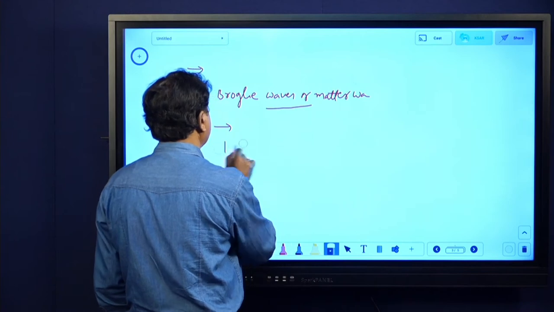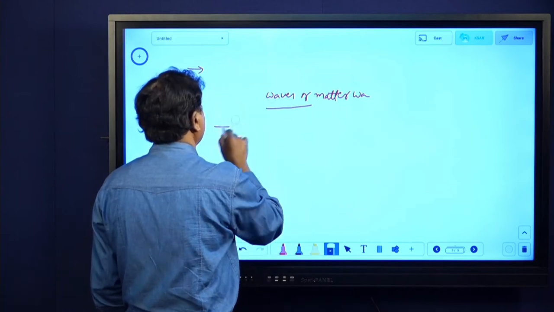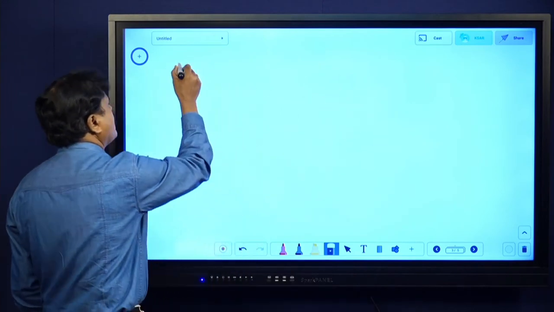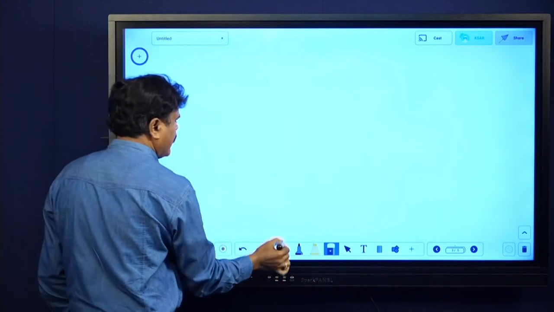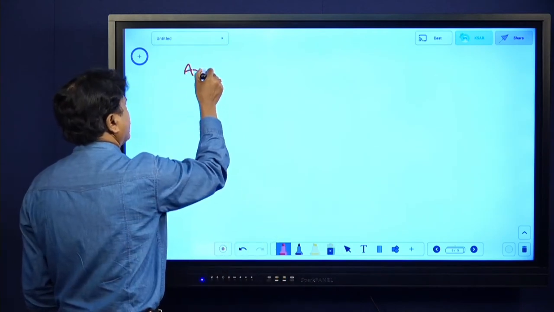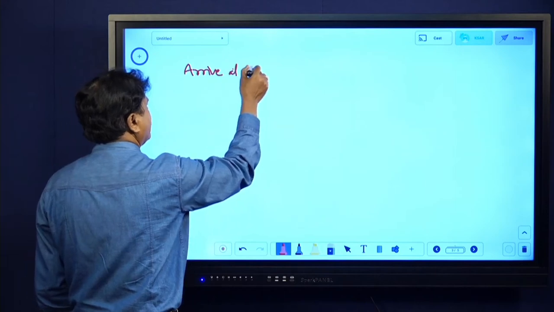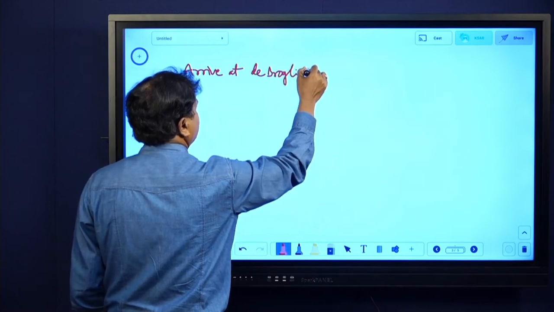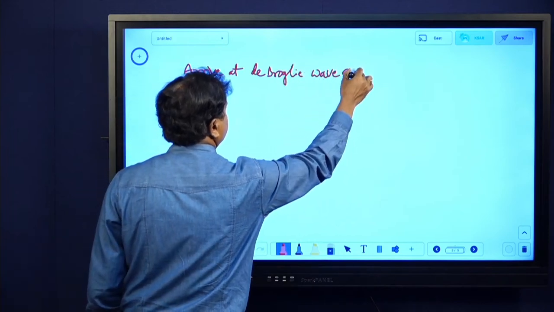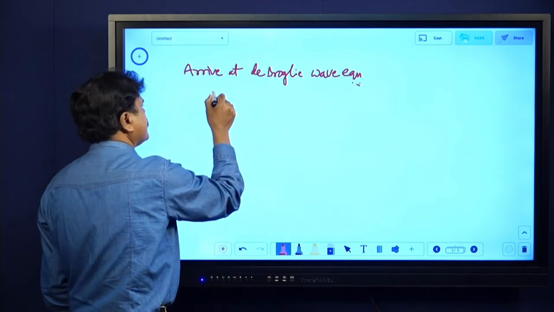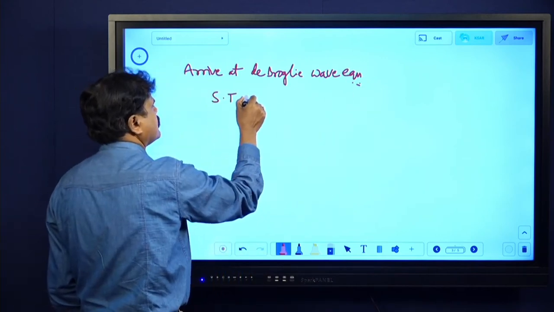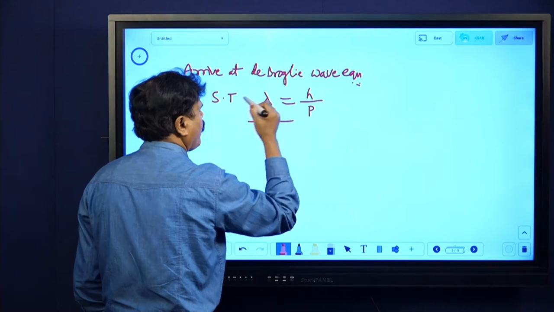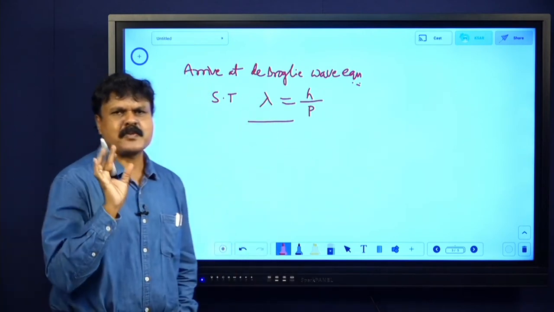Arrive at the de Broglie wave equation. So that is the de Broglie wavelength and de Broglie waves. And this is for 2 marks or sometimes maybe 3 marks. Arrive at the de Broglie wave equation, a very, very simple expression which you can learn now itself. We can also be asked: show that lambda equals h by p, or h by mv. Only 2 concepts are needed, and you will get it.